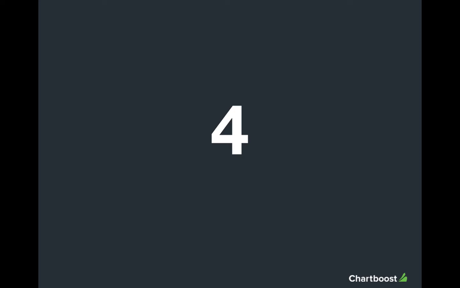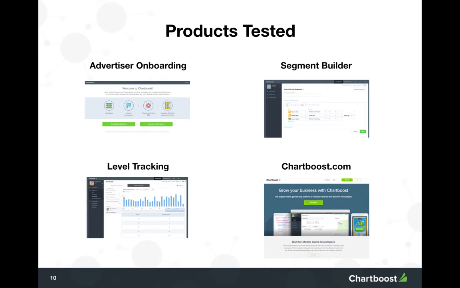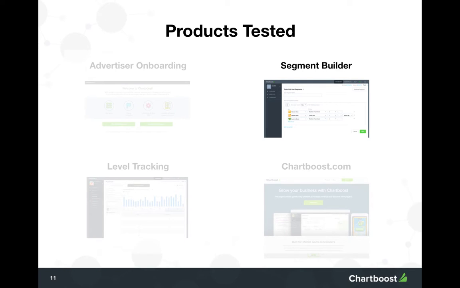Number 4, I think Bernie guessed this one correctly. It is the number of products that we tested. Advertiser onboarding, segment builder, level tracking, and chartboost.com after it got a makeover from the marketing team. And I'll dive in deeper to a case study about segment builder later.